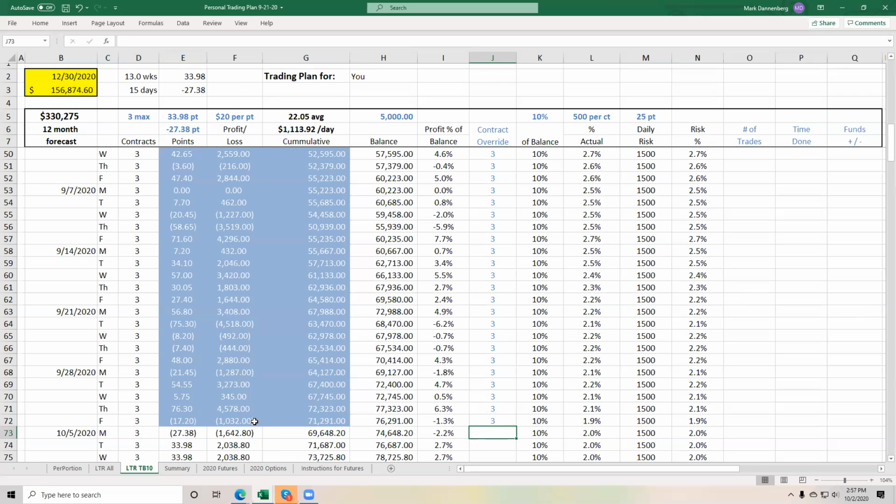So we're pretty excited about this tool. I think any trader who's serious about trading absolutely must have this tool. It's just critical in any business to understand where you stand financially, and your trading business is no exception to that.